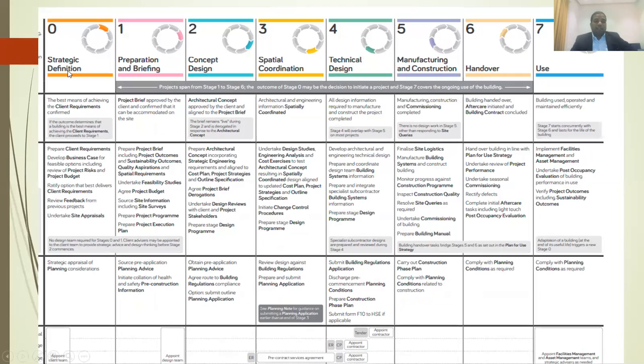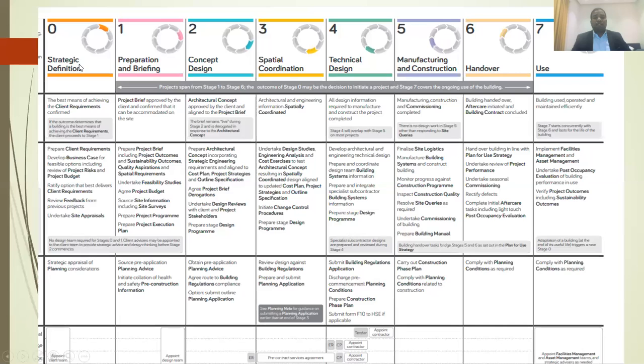What is strategic definition? Usually the client identifies his requirements, whether he wants to build a hotel, a hospital, a market, whatever it is. This is the stage where he identifies his requirements and develops the business case for a feasible option. At this stage, the project budget is roughly identified. As a quantity surveyor, I will not go through the detail because it relates to all the professionals involved in this process. I will highlight just what the quantity surveyor needs.